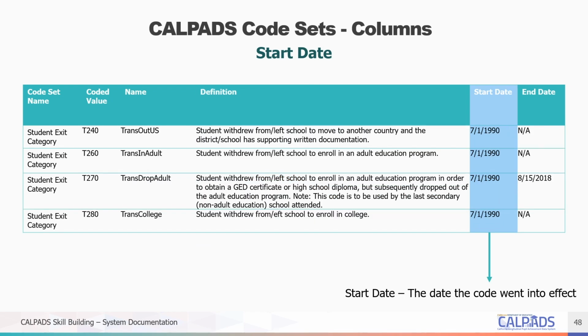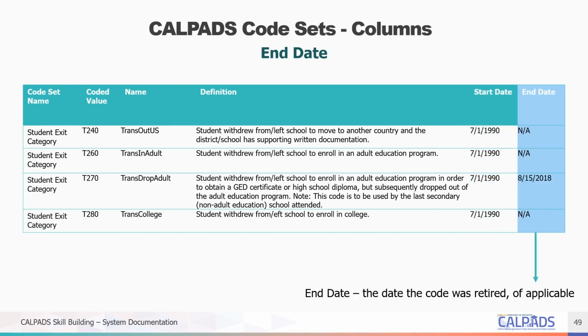The start date is the date the code went into effect. This date may predate the CALPADS system. The start date is relevant when making changes to historical data. If you receive the error, code submitted outside of effective range, you will need to check the code sets to determine when it was active. The end date is the date the code was retired, if applicable. For example, exit code T270 was retired on August 15, 2018, meaning that this code cannot be entered for records after August 15, 2018.